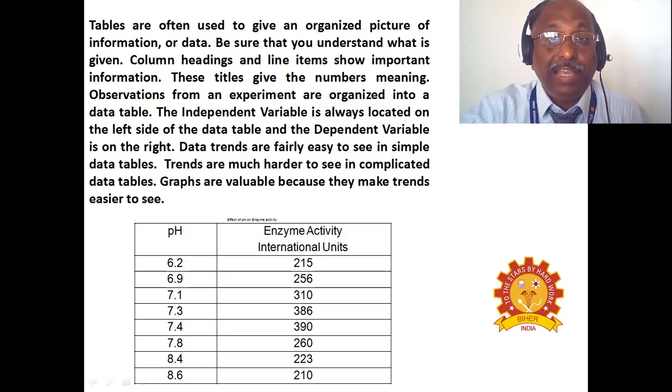Observations from an experiment are organized into a data table. The independent variable is always located on the left side of the data table, and the dependent variable is on the right side. Data trends are fairly easy to see in simple data tables. Trends are much harder to see in complicated data tables. Graphs are valuable because they make trends easier.